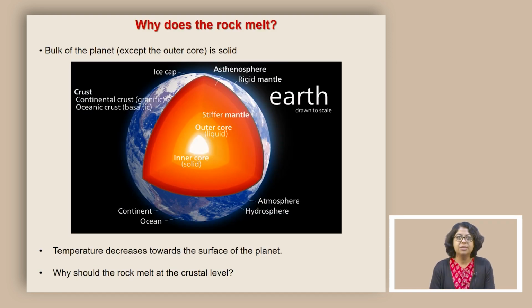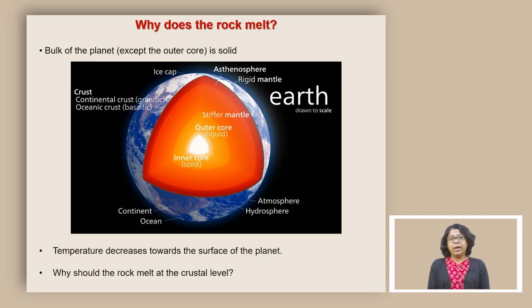Today we are going to learn something about how rock melts. If you think about the structure of the Earth, it has different layers. At the very top, it has the crust, followed by the mantle, and then the core at the very center. The crust is primarily solid. The mantle, although it's solid, can flow. The core has two parts. The outer core is liquid, whereas the inner core is solid.